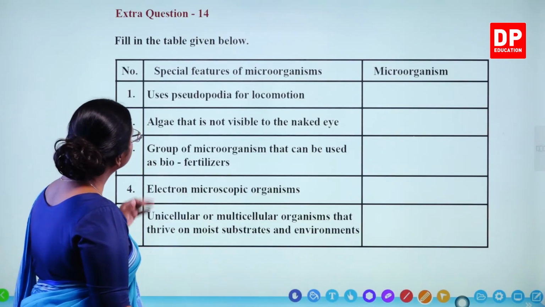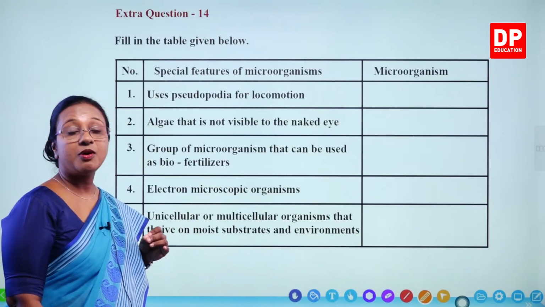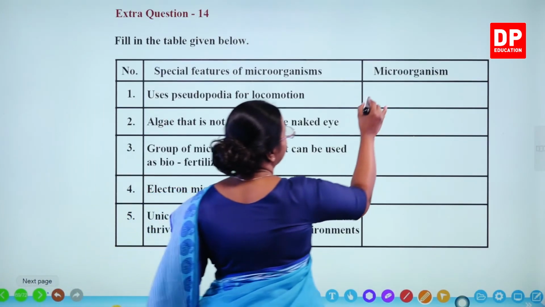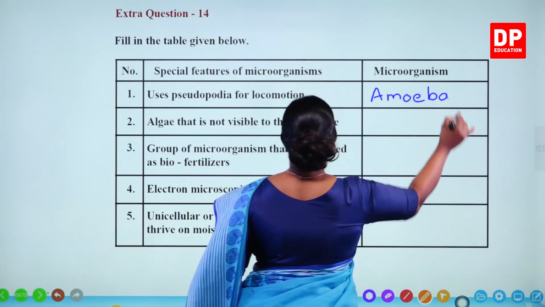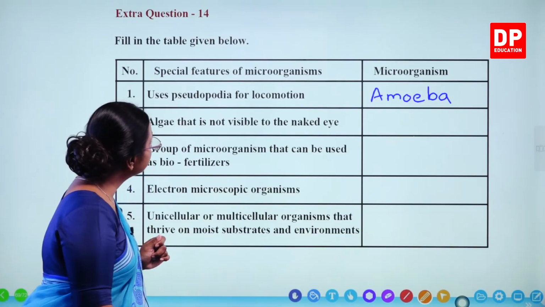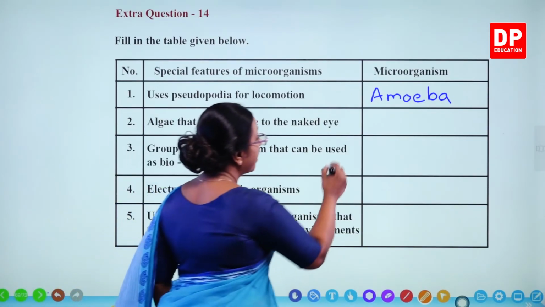First one, uses pseudopodia for locomotion. What is that microorganism? It is amoeba. Then algae that is not visible to the naked eye. What is that? That is the phytoplankton.